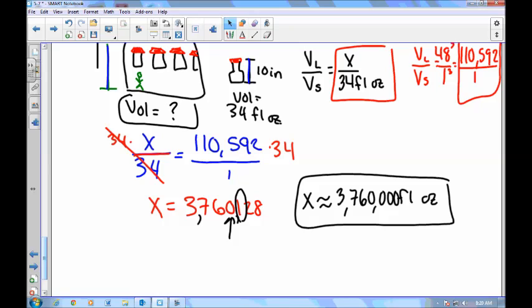Is that a lot of milk? Yeah, that's a lot of milk. Yeah, a lot of cereal you go through to use all that milk, huh?